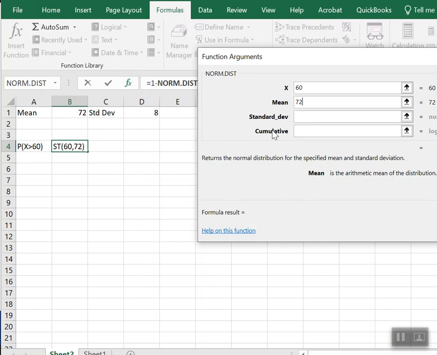I could also put in a cell reference to reference cell B1. My standard deviation is 8. And then here under cumulative, we want to put a 1 because we're calculating the area under the curve, which is the accumulation of the area under the curve. If you were to put a 0, it would calculate the height of the curve. That may be useful if you're trying to graph it, but for what we're doing, we want to know the area under the curve so we can calculate that probability. So we want to make sure we put a 1 in there.